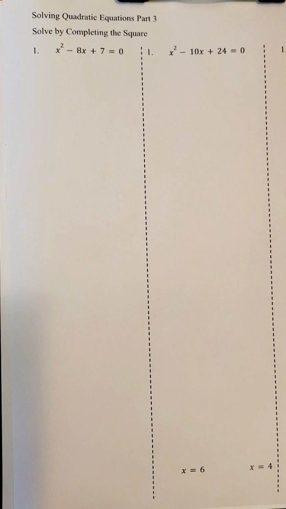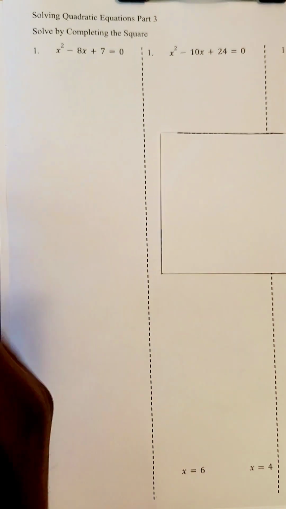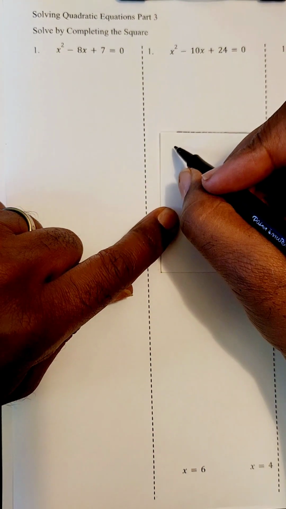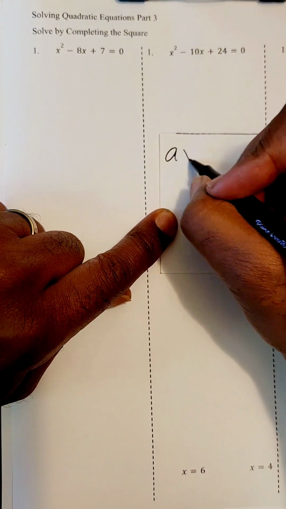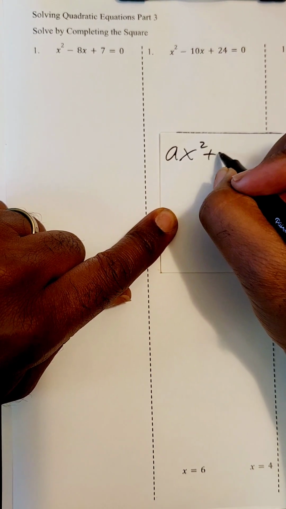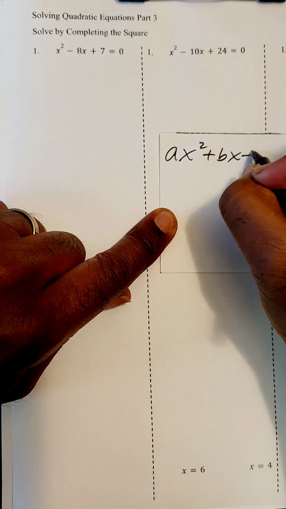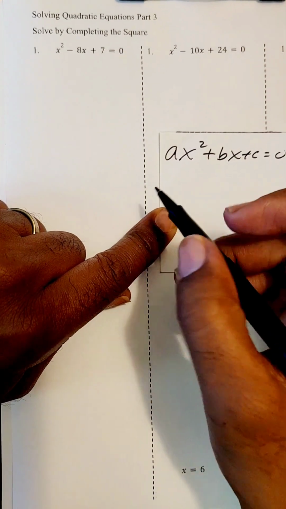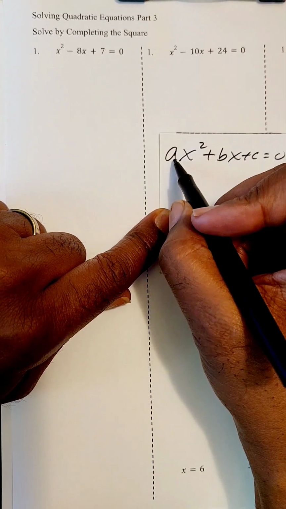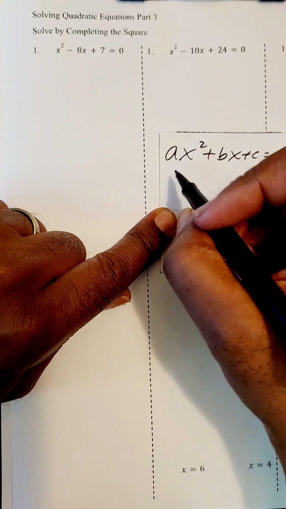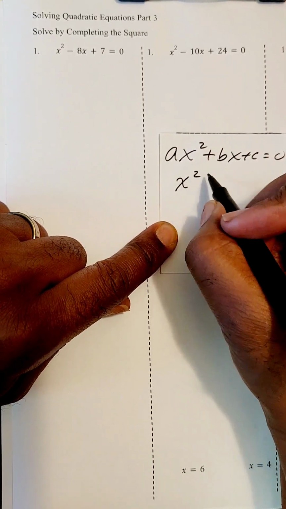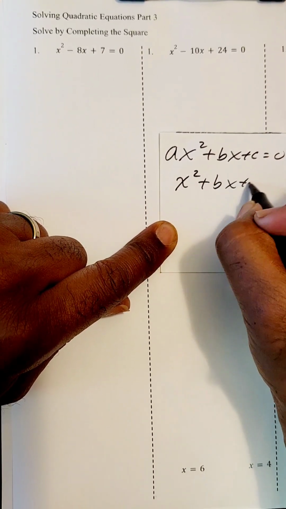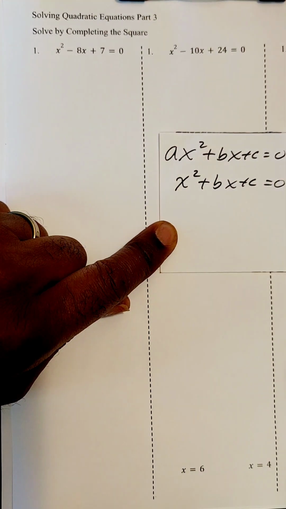22.1. We'll be solving quadratic equations by completing the square. And the formula that's needed for completing the square of a quadratic looks like this. Well, first, quadratics come in this form: ax squared plus bx plus c equals 0. But when we use completing the square, the a that's in front, or whatever number's in front, has to be a 1. So it'll actually look like x squared plus bx plus c equals 0 when we complete the square.